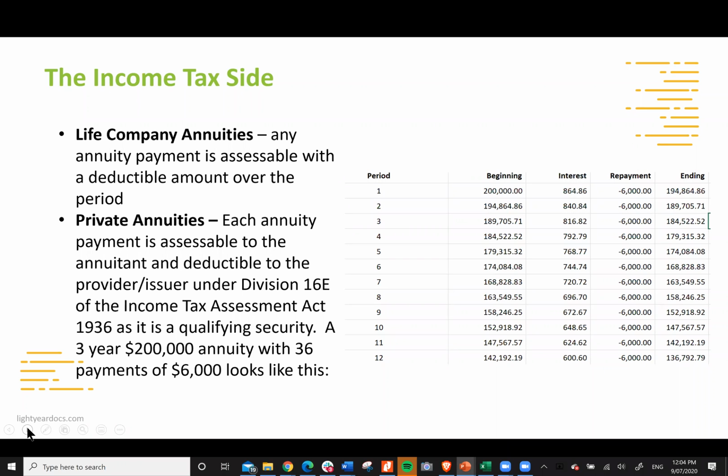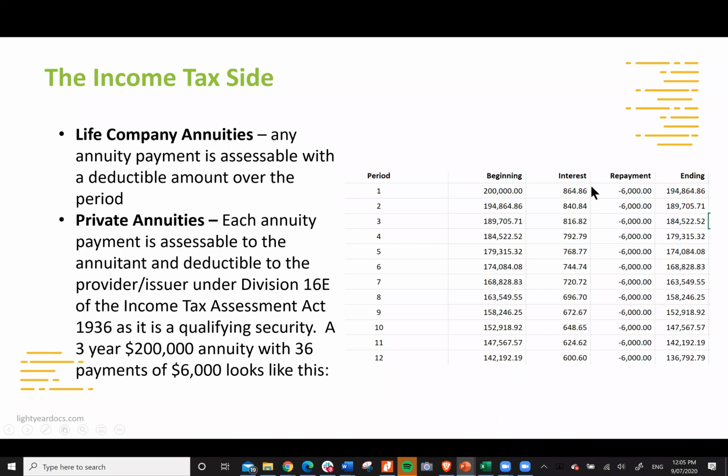So you've got the provider or the issuer, and then you've got the annuitant themselves. If you have a look at a 3-year $200,000 annuity that has 36 payments, so a monthly payment of $6,000, effectively it looks like this. For the first month, I've got $200,000 sitting in my asset. I'm paying out $6,000. My interest payment there is $864.